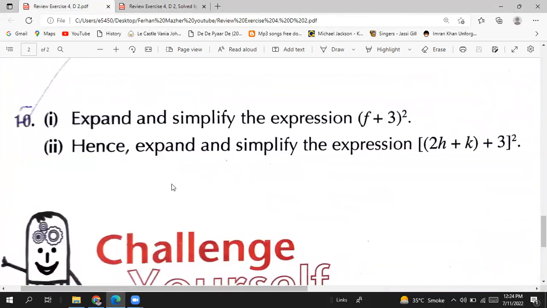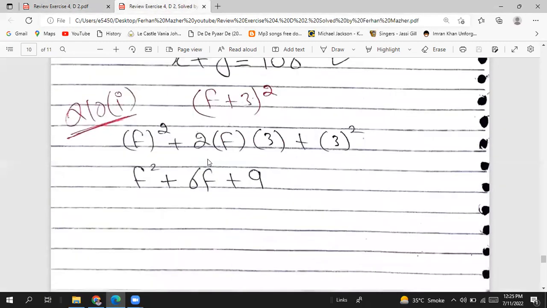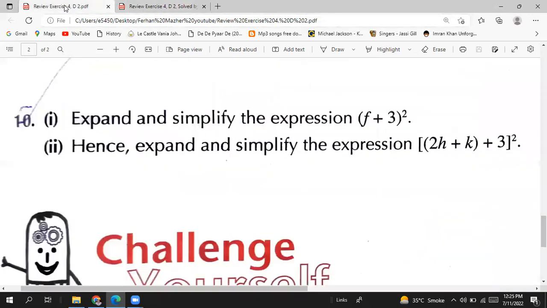We have question number 10, first part. Expand and simplify the expression (f plus 3) whole square. Very simple. It's like (a plus b) whole square, which is equal to a square plus 2ab plus b square: square of the first term plus 2 into first term into second term plus square of the second term. So you will have f square plus 2 into f into 3 plus 3 square. So it will be f square plus 6f plus 9. So this is how you will do question number 10 and its first part.